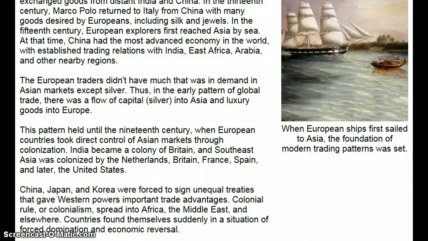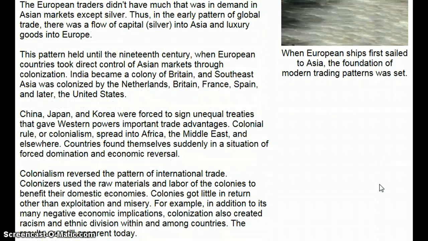India became a colony of Britain, and Southeast Asia was colonized by the Netherlands, Britain, France, Spain, and later the US. China, Japan, and Korea were forced to sign unequal treaties that gave Western powers important trade advantages. Colonial rule, or colonialism, spread into Africa, the Middle East, and elsewhere. Countries found themselves suddenly in a situation of forced domination and economic reversal.